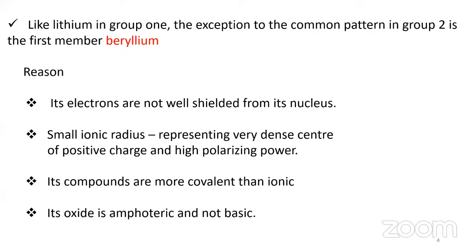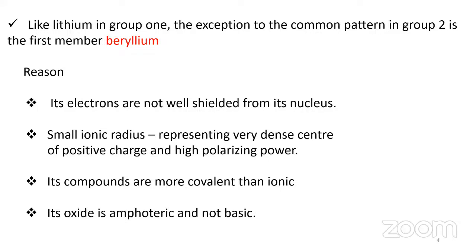One thing you should note is that all the first elements are usually small. Their size is usually small with high charge. And this makes their properties different from the other elements in the group. We saw this in group 1 for our lithium. We are also going to see it in our beryllium. Our beryllium is going to behave differently from the other metals.